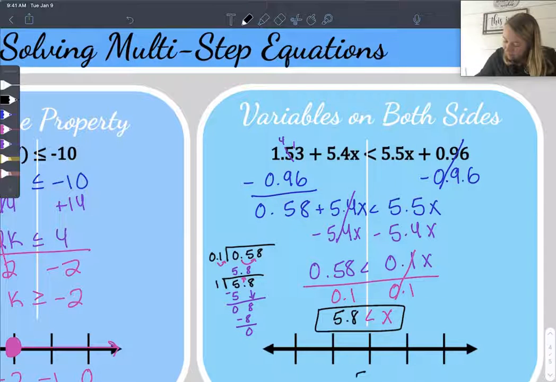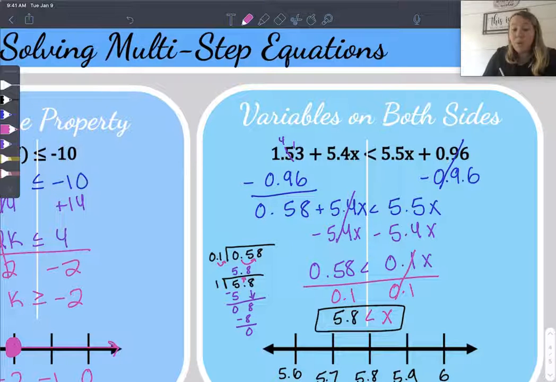So I'm going to put my 5.8 in the middle, and it depends on how your math teacher wants you to number this. I'm just going to count up by my tens place. So I'm going to have 5.9 and 6, and then 5.7 and 5.6.